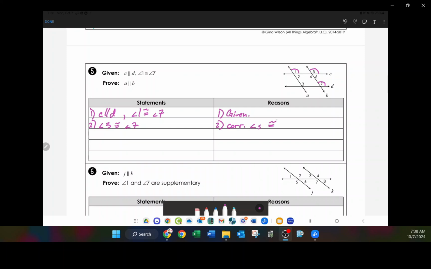Now, I can't say angle 5 is congruent to angle 1 for that same reason, because we do not know that lines A and B are parallel. We're trying to prove that. But I can say angle 5 is congruent to angle 1 because of what?